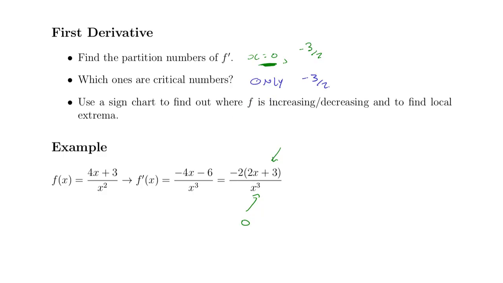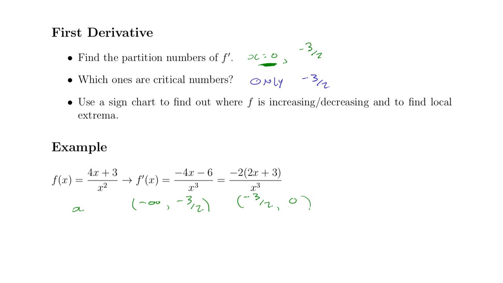Here we go. So we've got this critical number. Now what we need to do is set up our sign chart, and we'll figure out all of our intervals and see what's going on. So I'm going to say our x values are going to go from negative infinity up to negative 3/2, then from negative 3/2 up to 0.